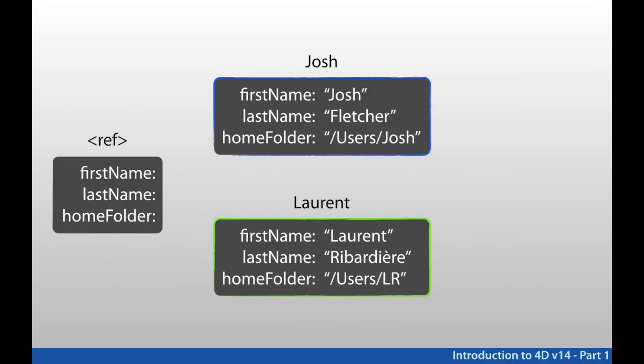and I can create copies of this, or objects, one Josh object, one Laurent object. Now there's something very important at this stage in our description. If I change the first name of the Josh object, nothing happens to the Laurent object. In fact, nothing happens to any other object in my database. That's what I want. I want them to be completely unique.